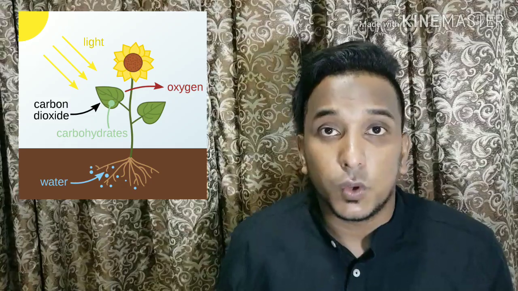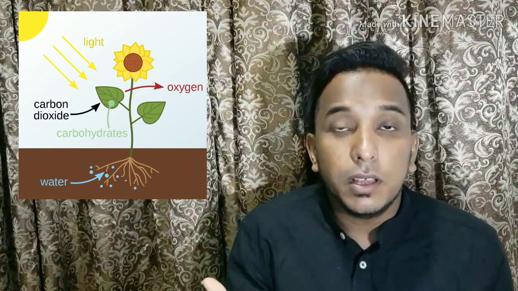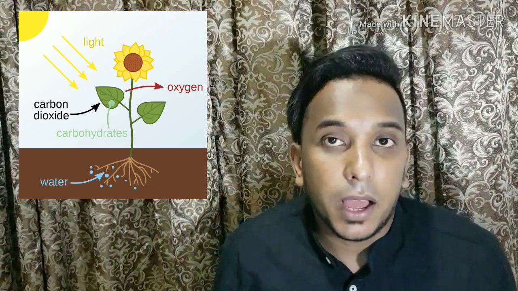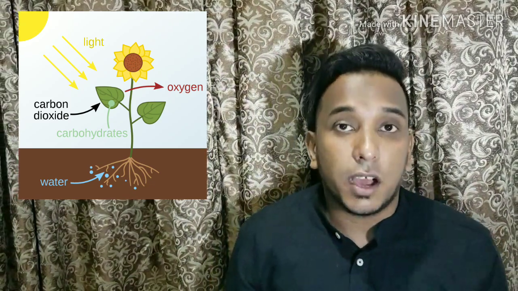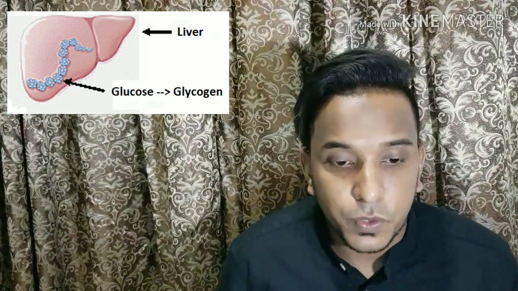Number 2, carbohydrates serve as a storage compound. They can be converted into a form that can store food. For example, the storage product of plants is starch, and the storage product of animals is glycogen.